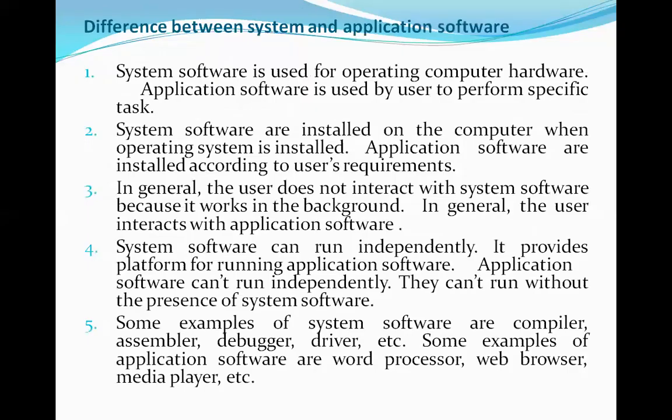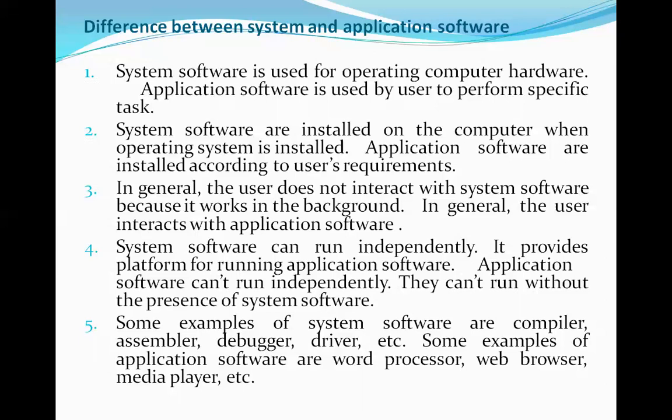And the last one is the difference between system and application software. System software is used for operating computer hardware. Application software is used for the user to perform a specific task. System software is installed on the computer when the operating system is installed. Application software is installed according to the user's requirements. In general, the users do not interact with system software because it works in the background.